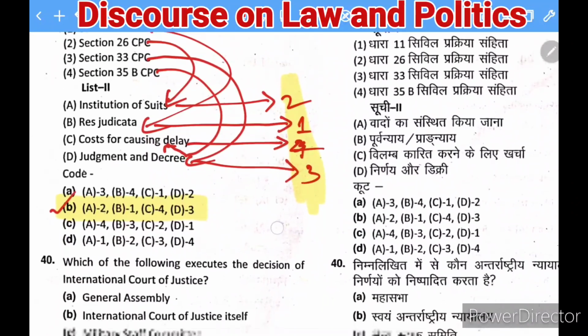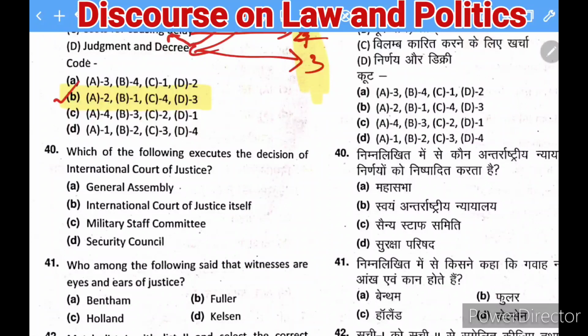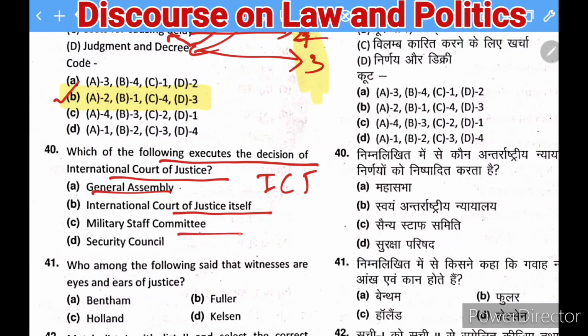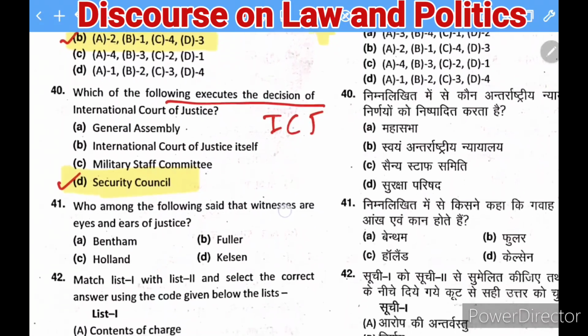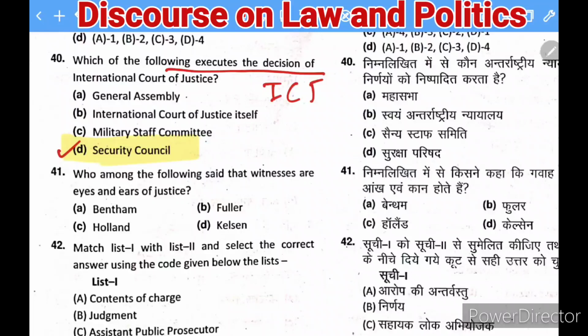Okay, now next question. Which of the following executes the decision of the International Court of Justice? So which executes the judgment of the International Court of Justice, ICJ? The options given here are General Assembly, International Court of Justice itself, Military Staff Committee, and Security Council. This question was already asked previously also. The right answer is Security Council. The ICJ has no administrative duty to implement that.